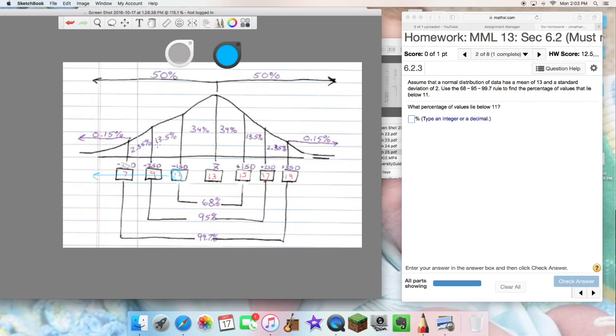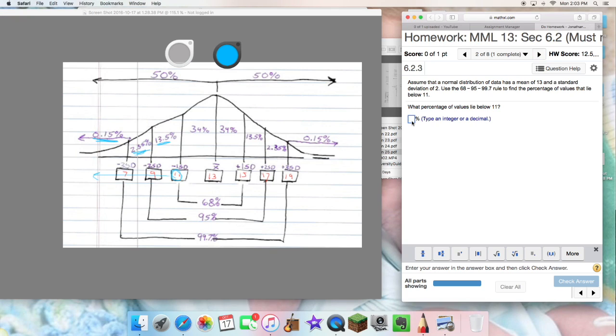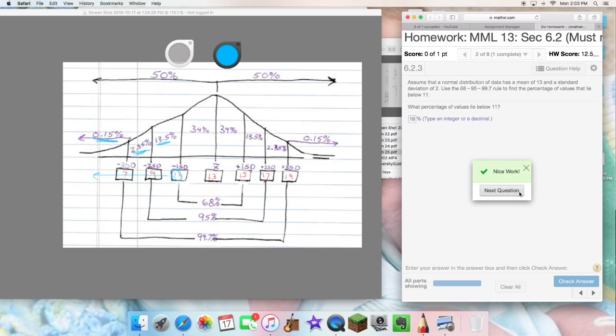Well, the first number I happen to see is 13.5. The next number I see is 2.35. And the last number I see is 0.15. Since I know that all of those percentages are in this direction because it's below, I'm just going to simply add them all up. So I'm going to do it with my calculator. 13.5 plus 2.35 plus 0.15, and I get 16%. Let's find out if we're right. 16%. Good. All right, so let's do another question.